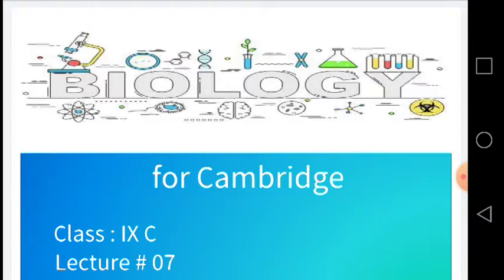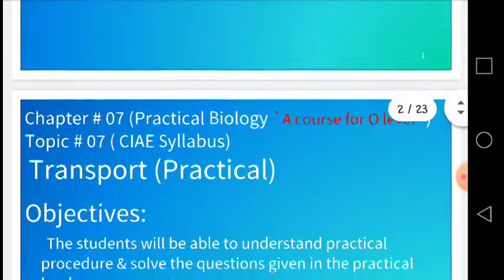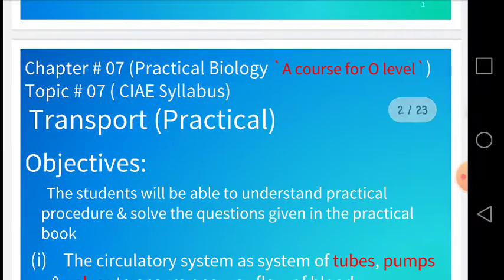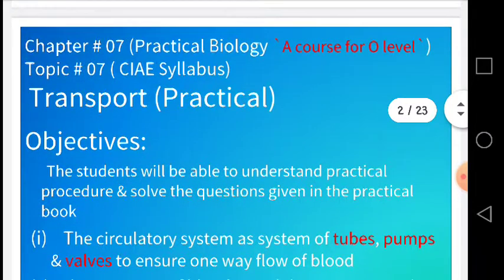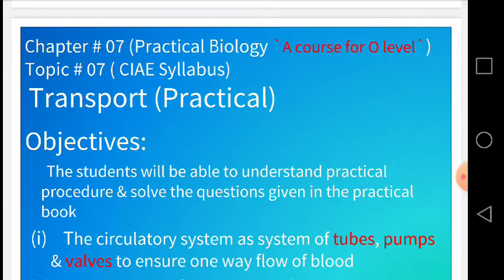Dear students, this is our 7th interaction regarding biology for Cambridge. And today's topic is from your Practical Biology, a course for all level, chapter number 7, and according to the CI syllabus, the topic number 7. And the topic is transport.